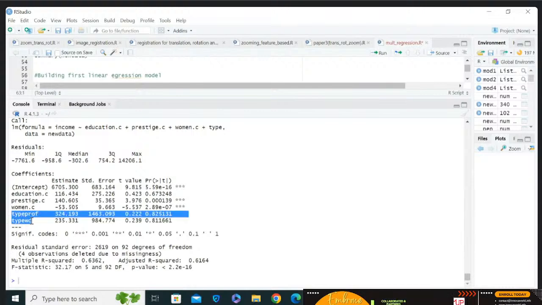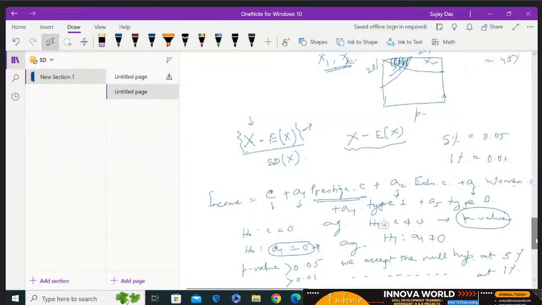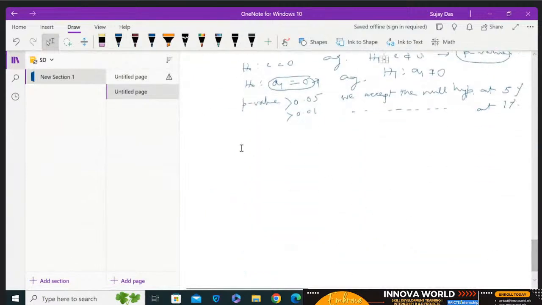Whenever we have an indicator kind of variable, a qualitative variable, R by default creates these. You can also do it by yourself, but if you do not mention anything, R by default creates this kind of dummy variable. What are these dummy variables? Let me explain it shortly.